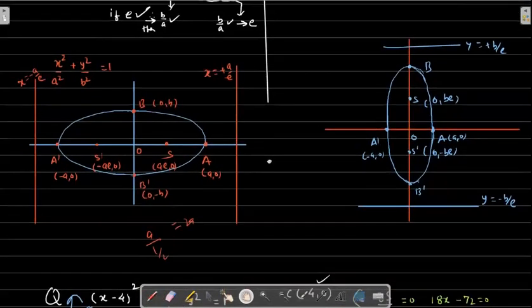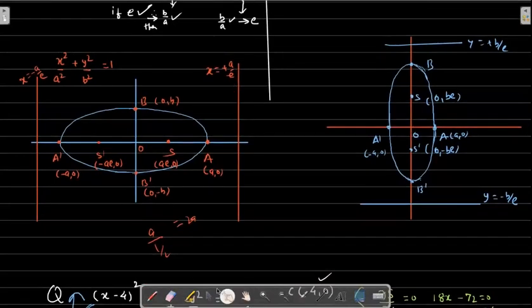Now, how do you trace, how do you draw the graph? See, you have x square by a square plus y square by b square equals 1. You have only even powers of x, which means the graph is symmetrical about the y-axis. You have only even powers of y, which means the graph is symmetrical about the x-axis. So the graph is symmetrical about both coordinate axes. So if we know the graph in only one quadrant, we can just fold it to generate the entire curve.